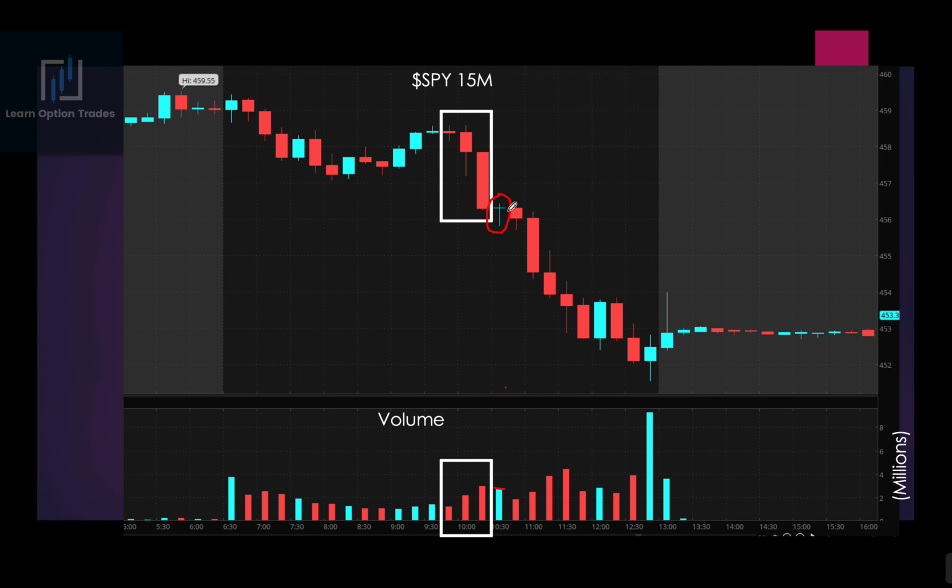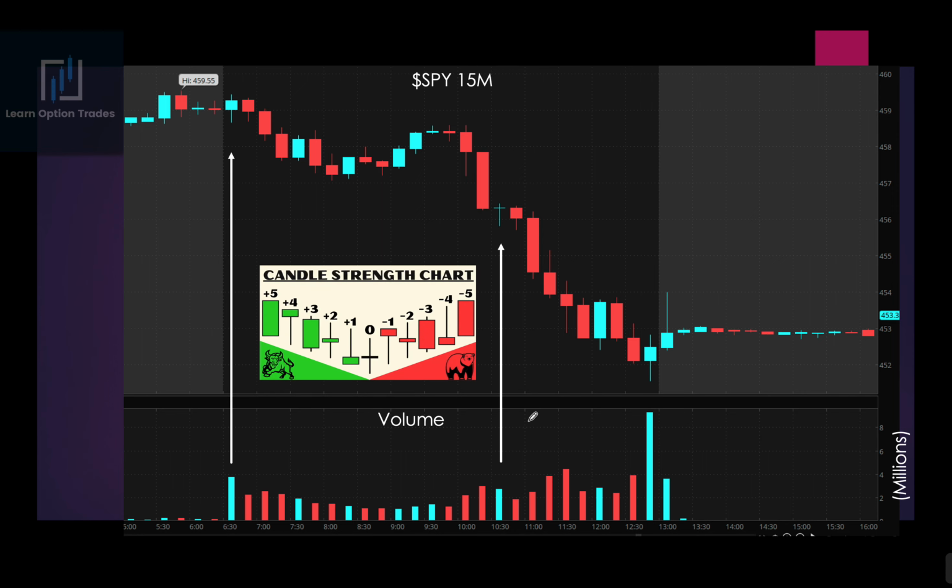It's in the middle. But then look at the buyer volume. Look at the buyer volume. I guess I did actually have it compared. So if you were to compare the candlestick chart strength, you can see that it's kind of at the zero.